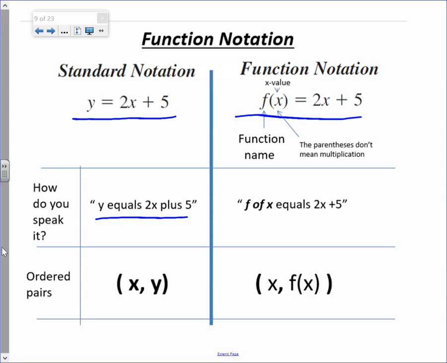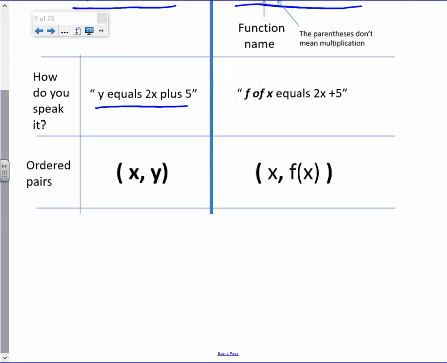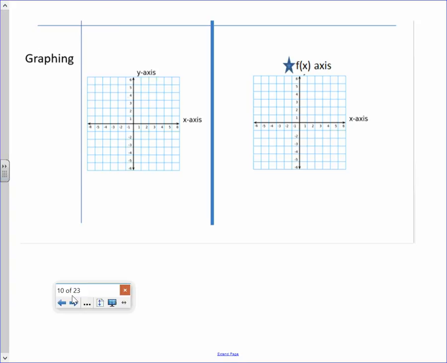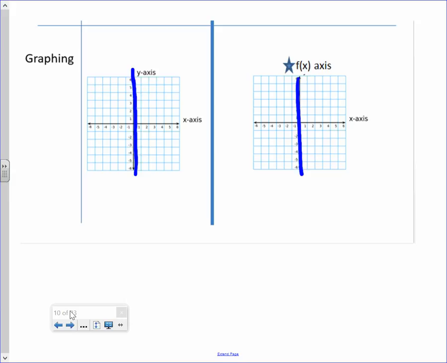So this is how you speak them. Look at the next row. Ordered pairs. You know when we graph x, y for standard notation. But here, it's x and then whatever f of x is, whatever the function is at that input value. Let's go down more. How about when you graph? Look at the y-axis. The y-axis is no longer the y-axis. We call it the f of x axis. Notice that. See? It's f of x instead of y. What I'm trying to get you to see is that y and f of x mean the same thing. Okay? They mean the same thing.